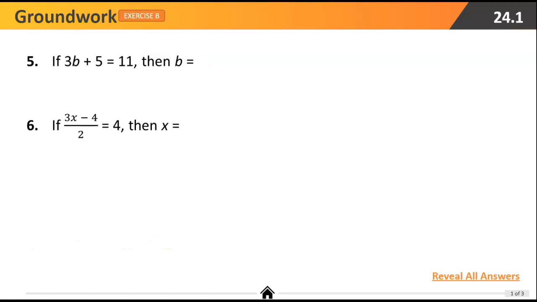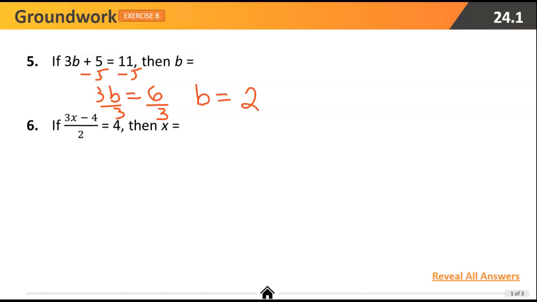On the second set of problems, we now have a two-step equation where we put the two pieces together. Now we're going to subtract 5 from both sides first. So we're going to subtract 5. I'm left with 3b is equal to 6, divide by 3, and our answer is b equals 2.